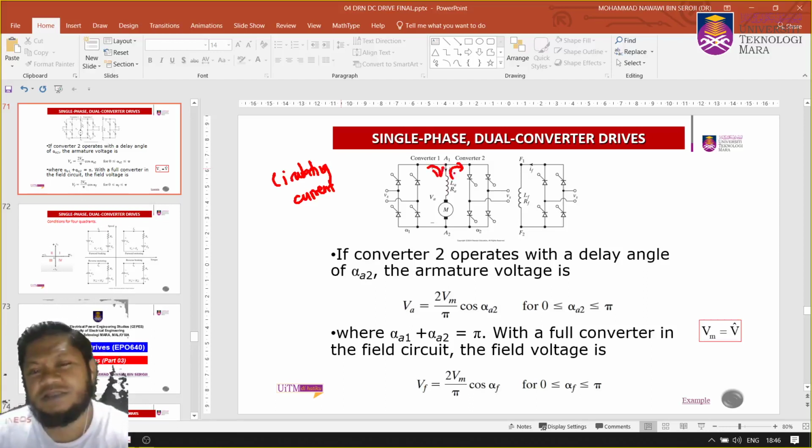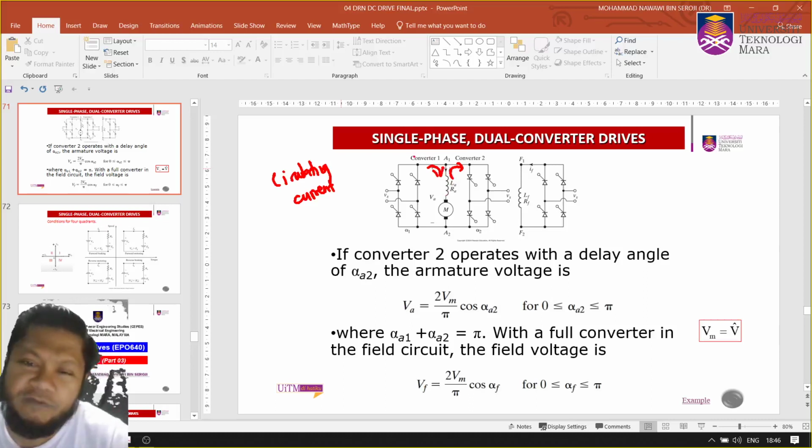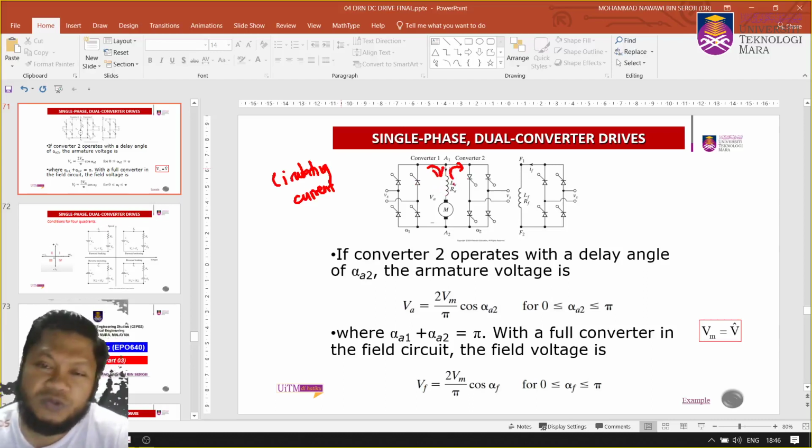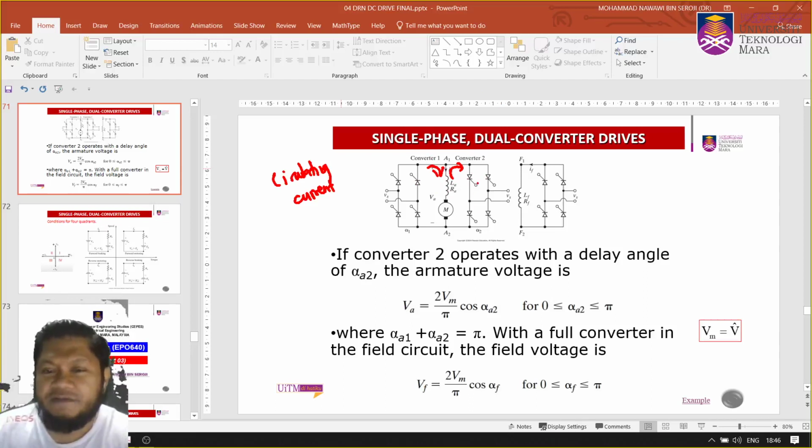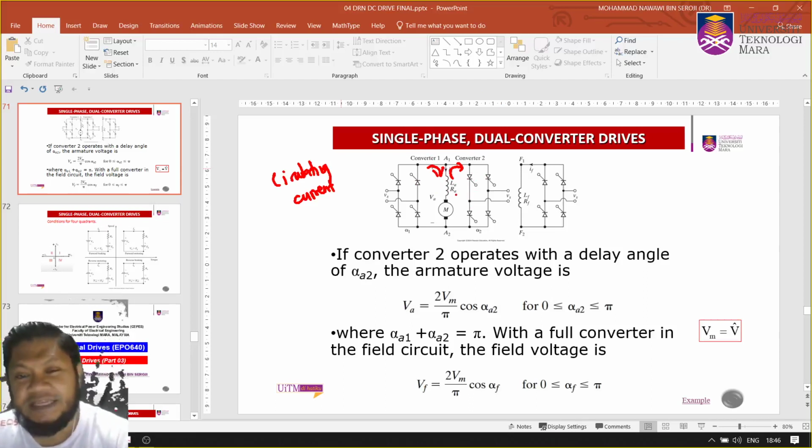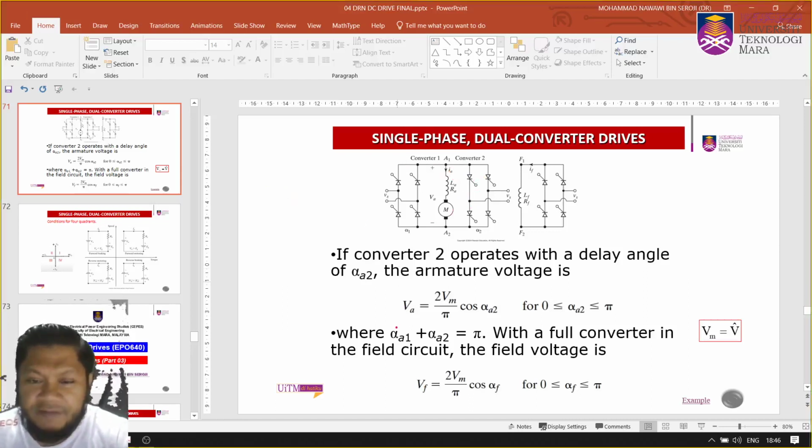Okay, so there is a circulating current. Even though converter 1 operates, converter 2 also has some current flow, and therefore it also operates. So if you operate in circulating current mode, you're going to have the firing angle whereby if alpha 1 is 90 degrees, at the same time you're going to have 90 degrees for alpha 2, which means 90 degrees plus 90 degrees equals 180 degrees.